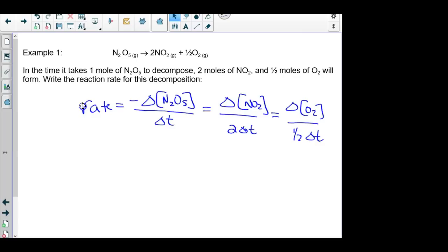Notice a couple of things. I have made this negative because it's a reactant. These both are positive, or do not have a sign, because they are products. Notice that there is nothing here because there's 1 mole of N2O5. There's a 2 here because there's 2 moles of NO2. And there's a 1/2 here because there's a 1/2 mole of O2.